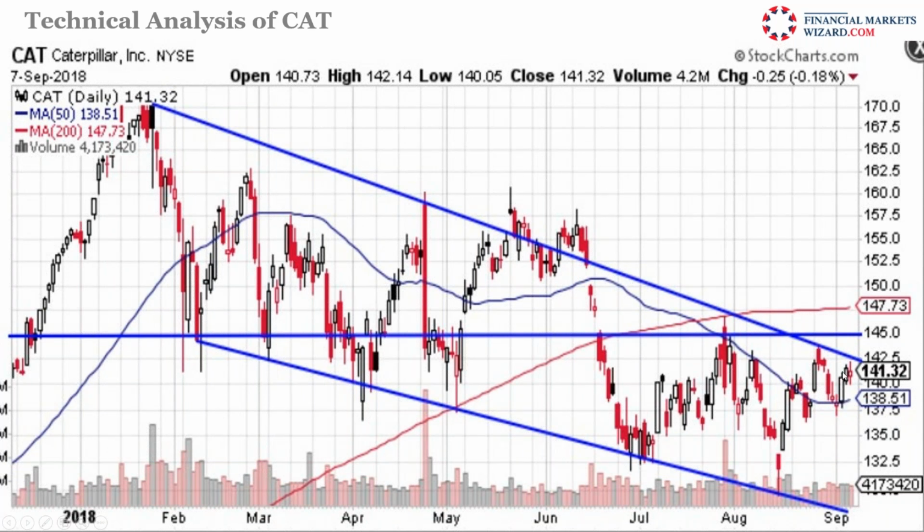On the 50-day moving average, the stock moved up. Suppose you were stalking it and you took the trade, you could have closed it right here or waited for it to break to the upside. And when it breaks to the upside, another resistance is the 145 level, and then it goes up.